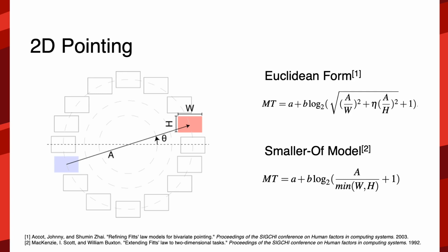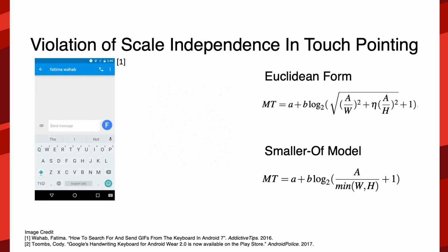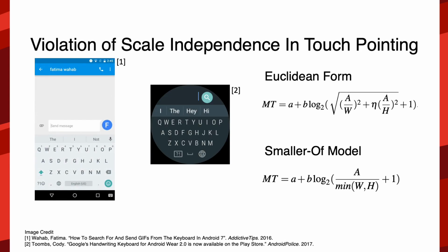For example, both models predict that if the target width, height, and distance are proportionally reduced, the pointing time should remain the same. But for touch pointing, this assumption is violated. Let's take typing on the soft keyboard on a smartphone and smartwatch as an example. Typing on the smartphone is much faster than typing on the smartwatch. However, this is against what Fitts' law suggests.